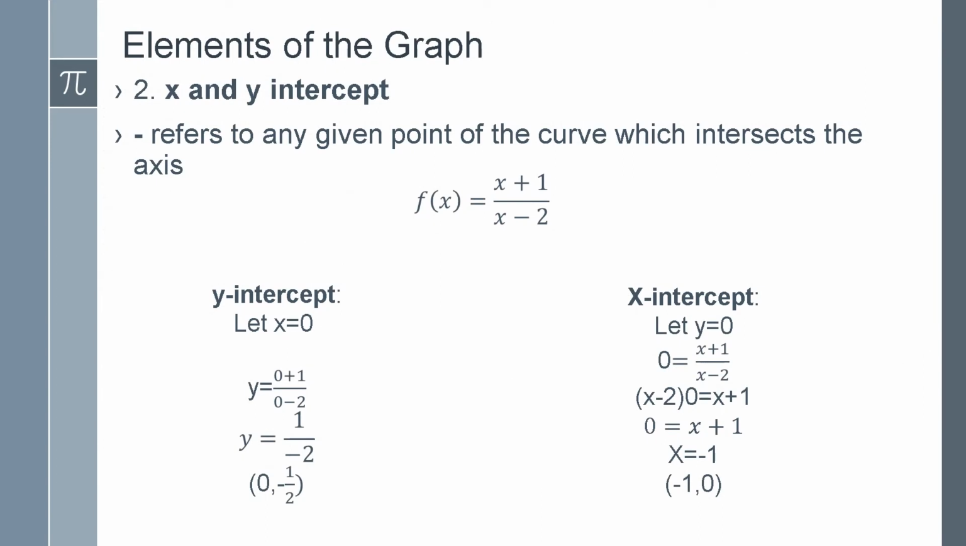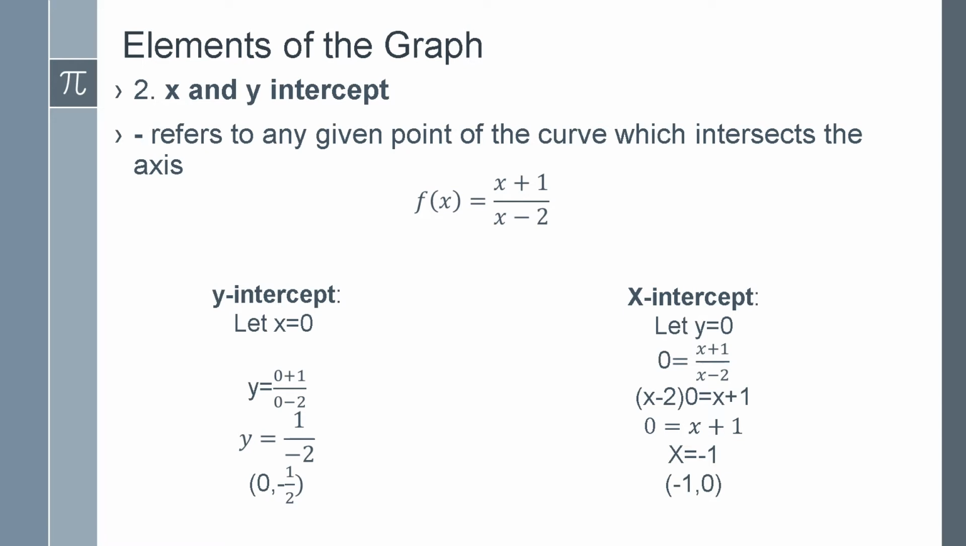Let's proceed to the next element of the graph, which are the x and y intercepts. The intercepts refers to any given point of the curve which intersects the axis, or a point of the curve that touches the axis. The y-intercept touches the y-axis, while the x-intercept touches the x-axis. In order to get the value of y-intercept, we simply let x be equal to 0 and then we will substitute 0 to the x variable.